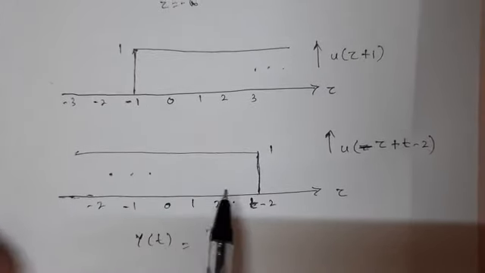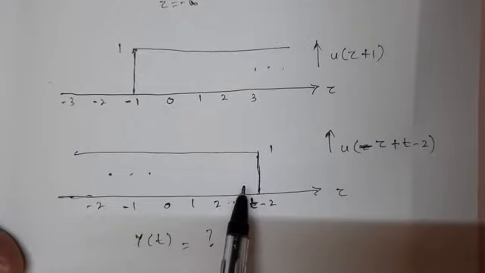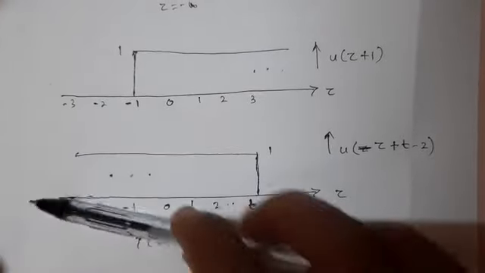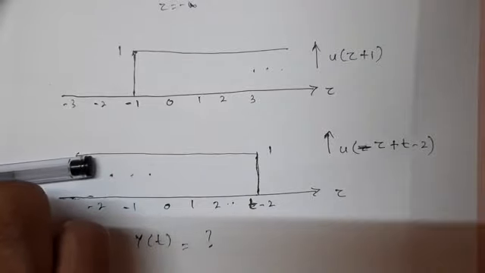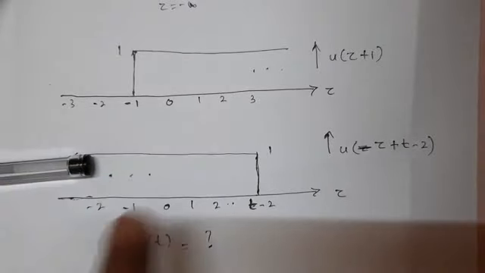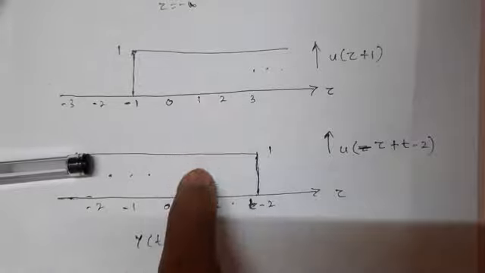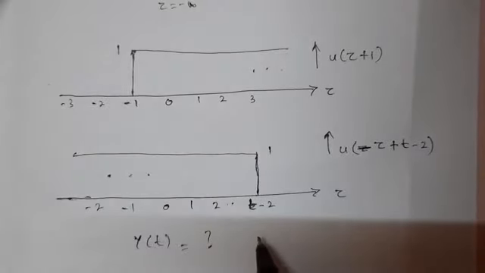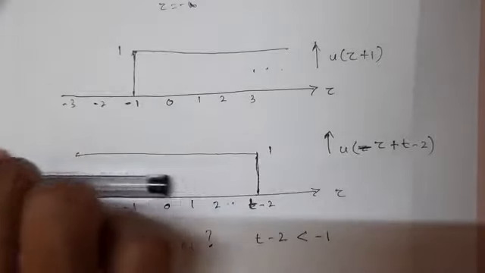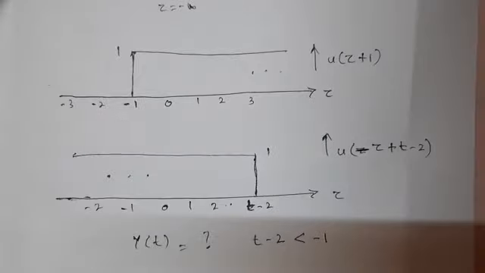Now you can assume that when I completely pull this signal towards the left side, something like this, there will be no signal for this to get multiplied with. There I will put the condition: completely pulling towards the left side means t minus 2 is less than minus 1. This means this complete signal is somewhere like this. I'll try to draw that.